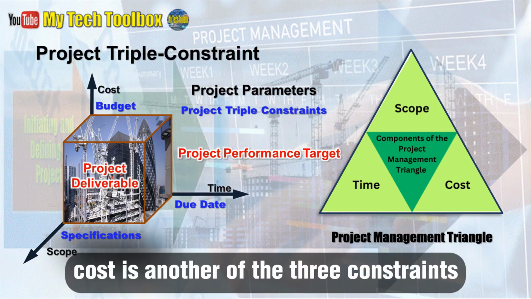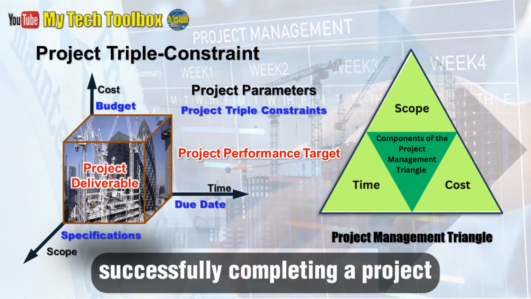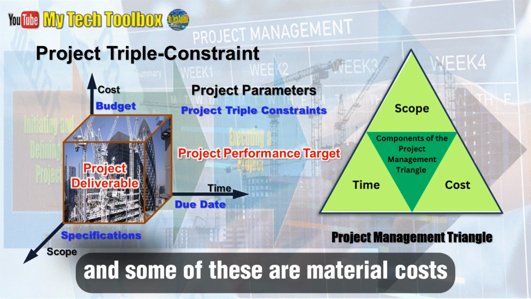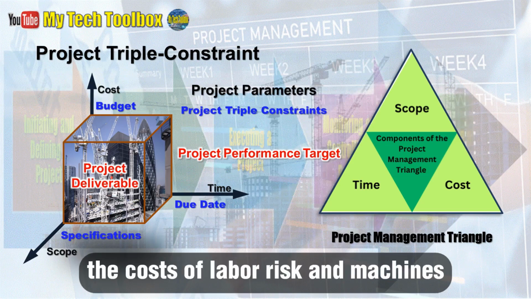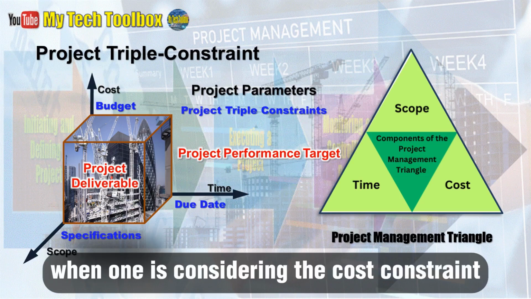Cost is another of the three constraints that you will want to become familiar with. The cost involved with successfully completing a project is dependent on a number of different elements, and some of these are material costs, the costs of labor, risk, and machines. The profit must also be analyzed when one is considering the cost constraint.